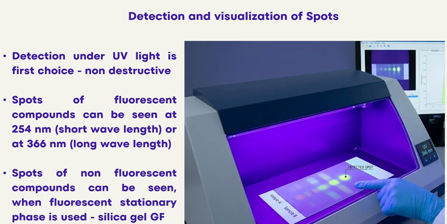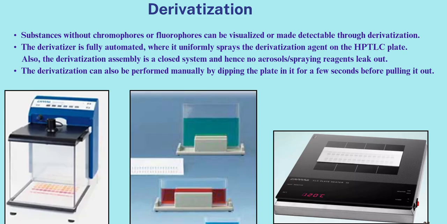The developed plate can be examined under different wavelengths like 254 nanometer, 366 nanometer, and also under visible light. At 254 nanometer, the compounds absorbing at 254 nanometer will appear as dark zones against a fluorescent background when you are using silica gel F254 plates as the stationary phase.